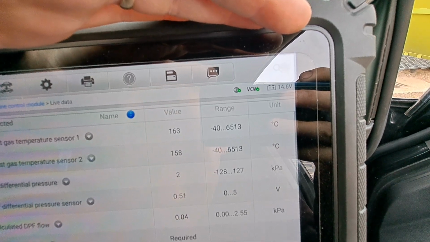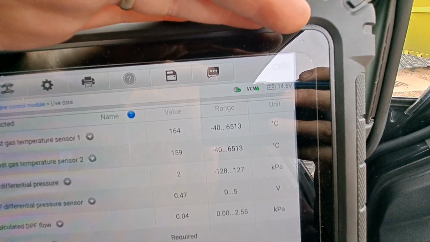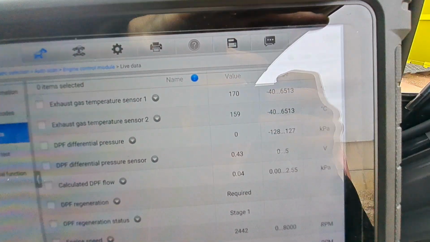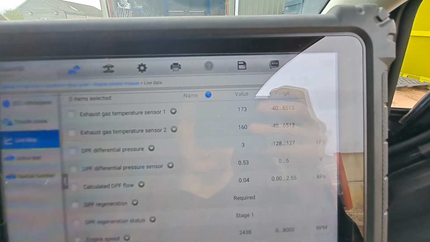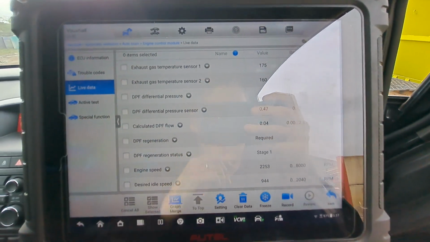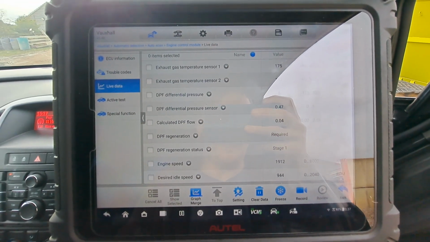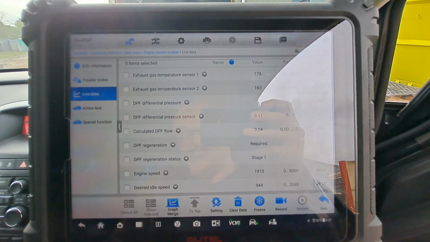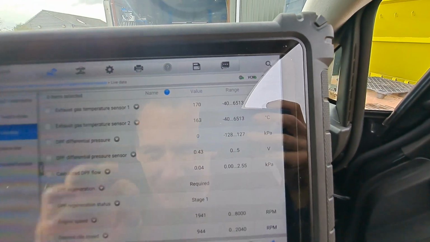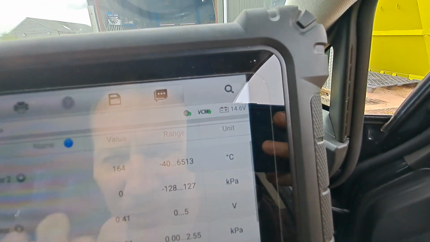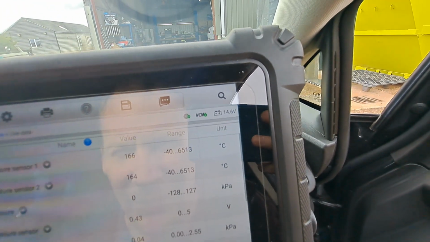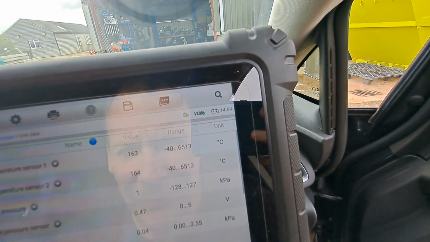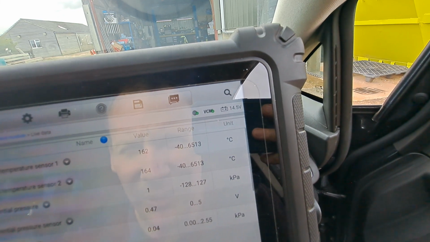Raise that up to 2,400 RPM. She went to a garage who were told that they'd apparently replaced the DPF on this. I think somebody's knocked the DPF out. Honestly. We're in stage one. So let's monitor this and see what it does. It's only 160 degrees.